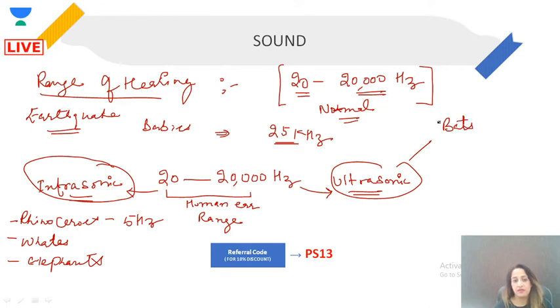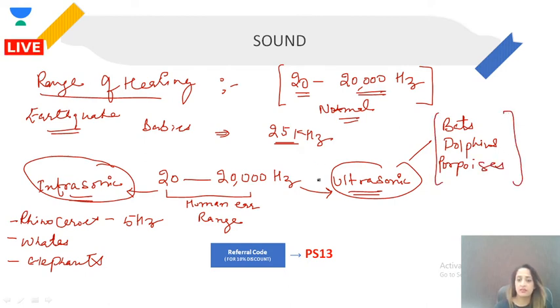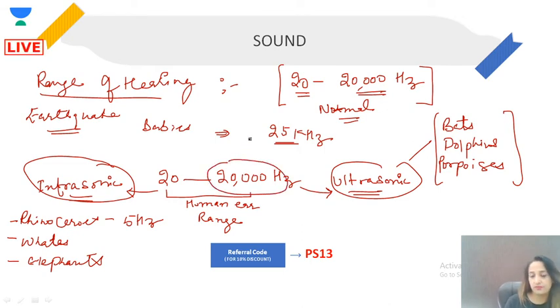We have bats, we have dolphins, and we have porpoises, right? So these organisms can hear sound which is more than 20,000 hertz. Okay, so these sounds are called ultrasonic, and when it is less than 20 hertz, it is called infrasonic. So it is not just us, but there are certain organisms who can hear below and above this range. Okay, so this was all about it.